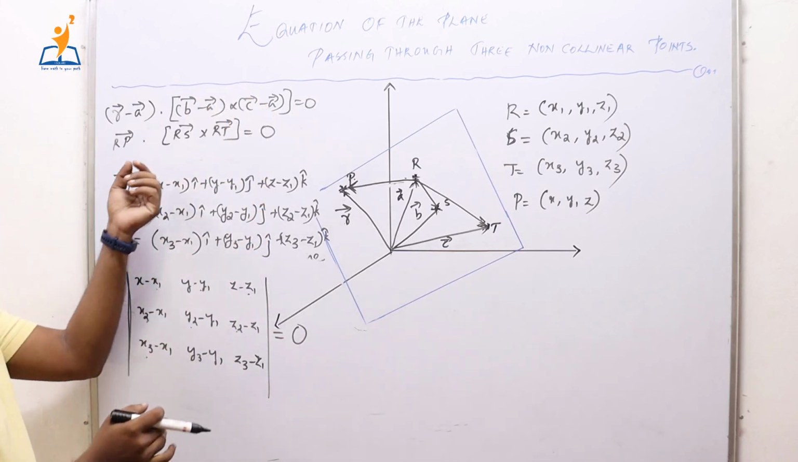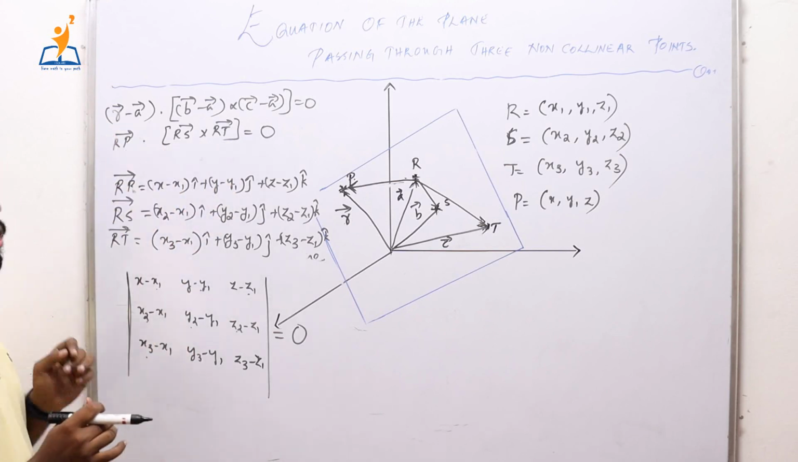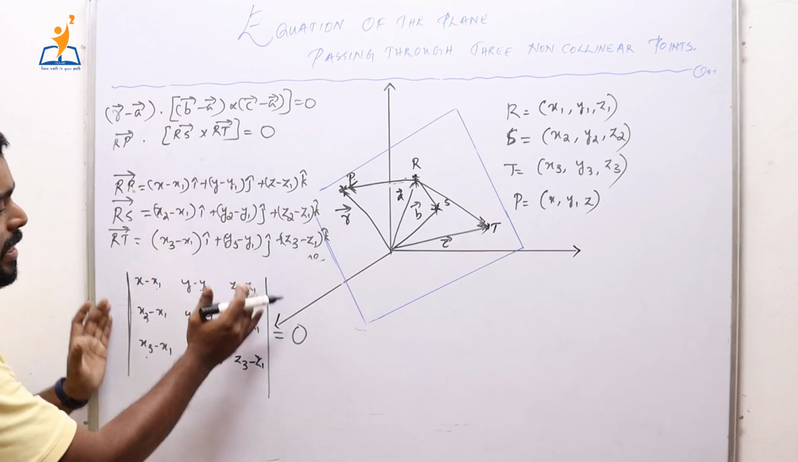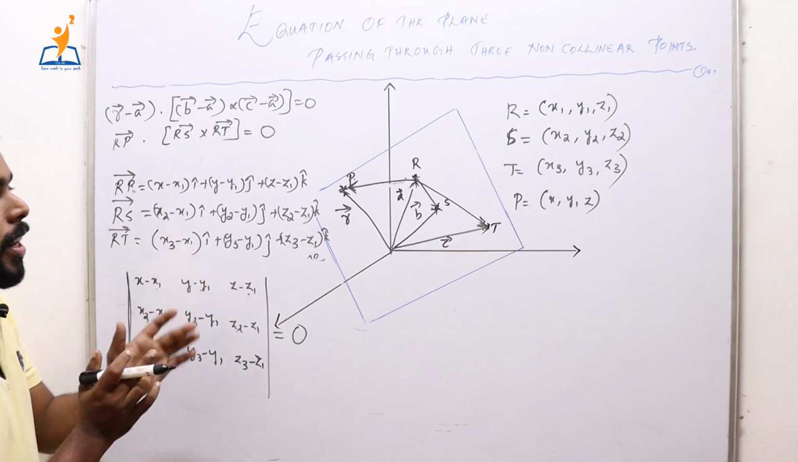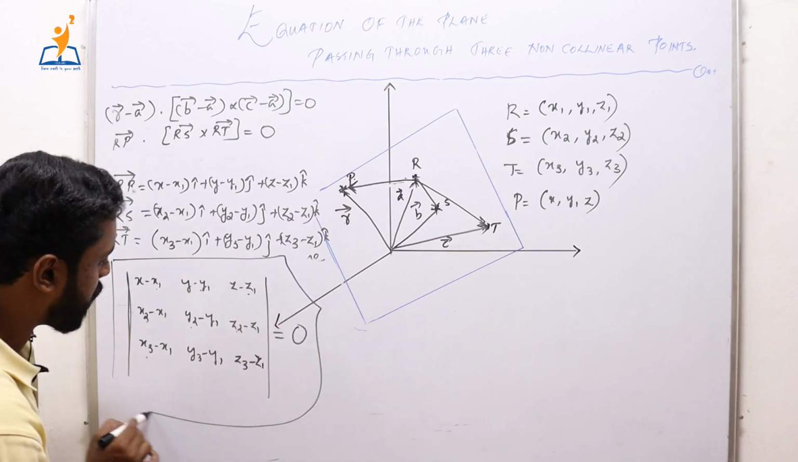Easy to remember. This will be obtained if we substitute all these values into this equation. Very simple. You can just write it out. You know how to find the cross product and how to find the dot product. So that's it. We can easily derive the Cartesian equation of the plane which passes through 3 points, and we obtain the equation like this.